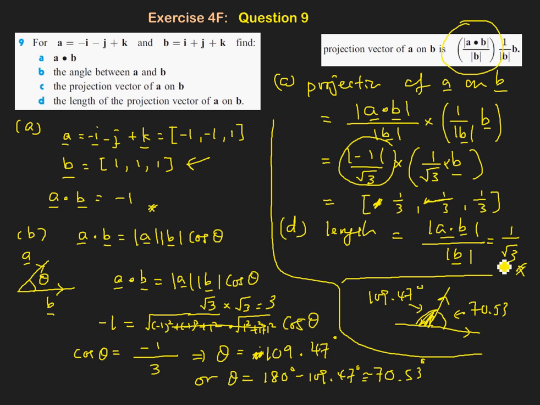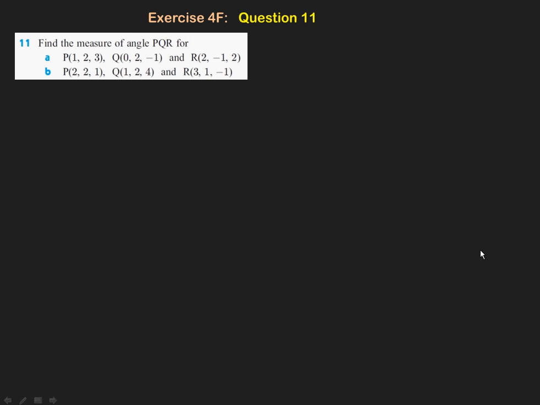Right? Now move on to question 11. I just want to provide some guide on how to do this. They ask you to find the measure of angle PQR for points given as follows. So look at A, for example. So what you do is PQR. So this is what they're talking about. PQR, right? 3 points in space, and you kind of form a triangle if you want to. So this is the angle they're talking about, this theta.